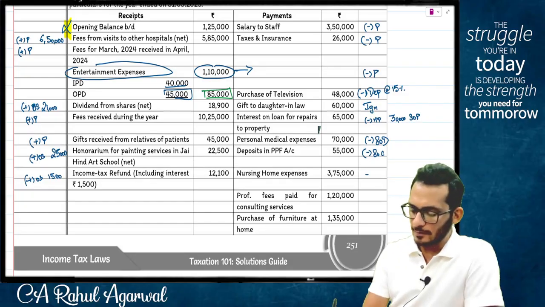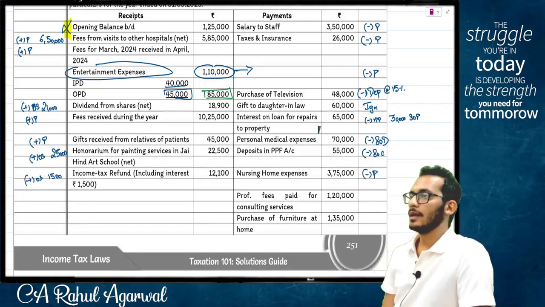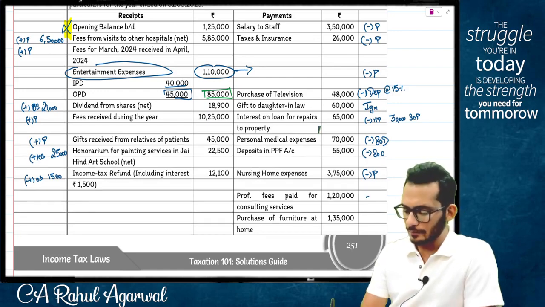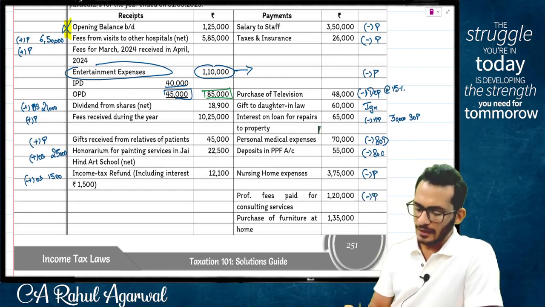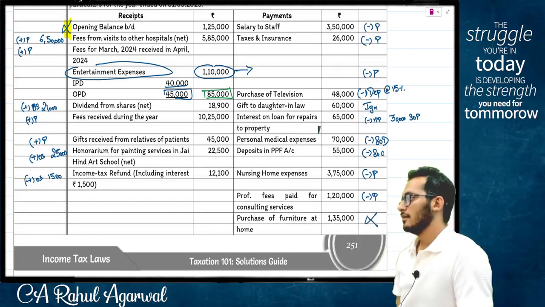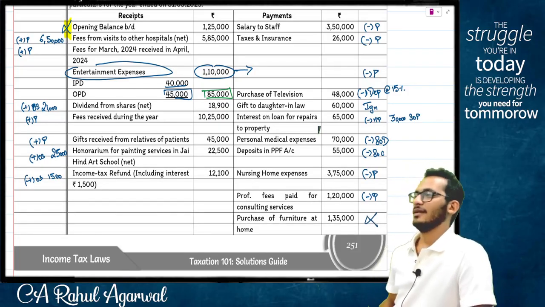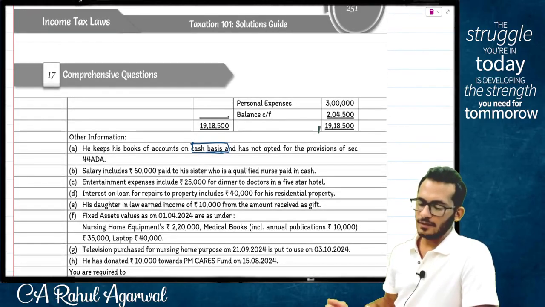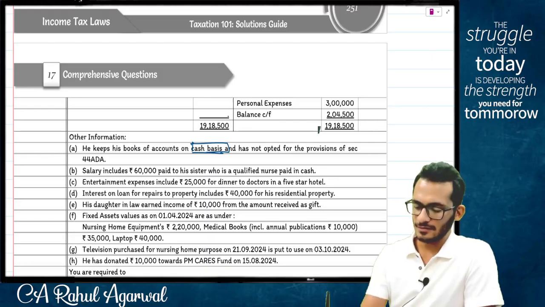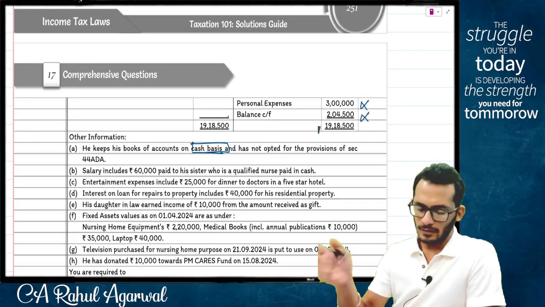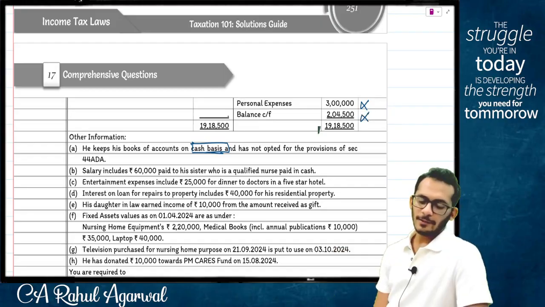Next, nursing home expenses, 3,75,000. Normal business expense, therefore allowed in PGBP. Professional fees paid for consulting services, again allowed in PGBP. Purchase of furniture at home, ignore. This is home furniture. Personal expenses. Balance carried forward, ignore.